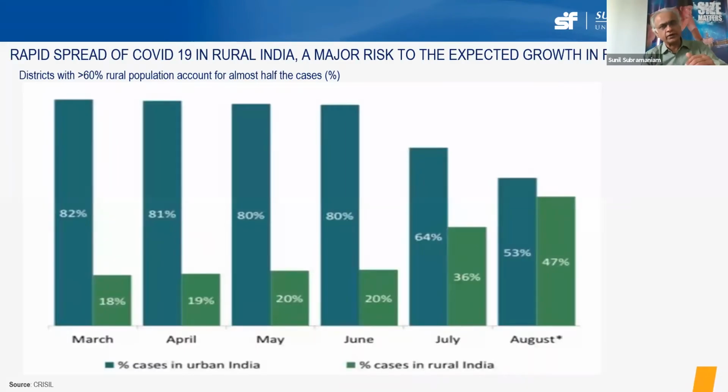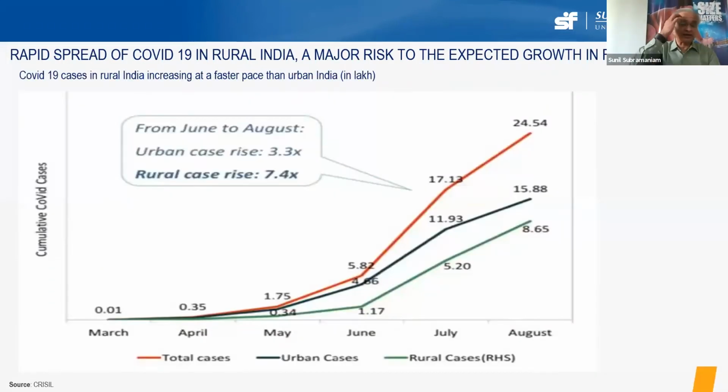First, we contained it very well initially in the rural areas. The initial breakup of the cases was 80% urban, 20% rural. But in the last two months, rural has gone up to 36% and then 47%. In fact, the rural case rise at 7.4x is more than double the urban case rise at 3.3x. So that's the risk factor.